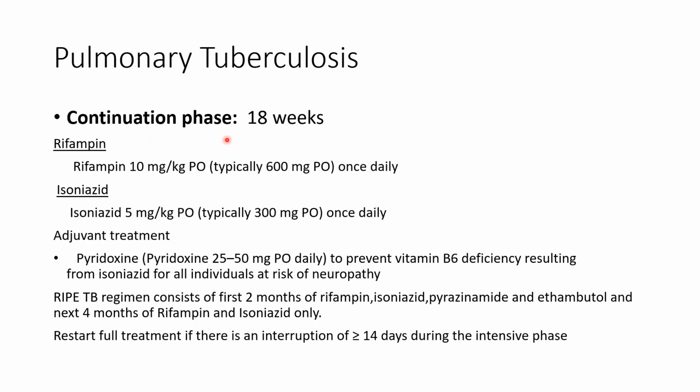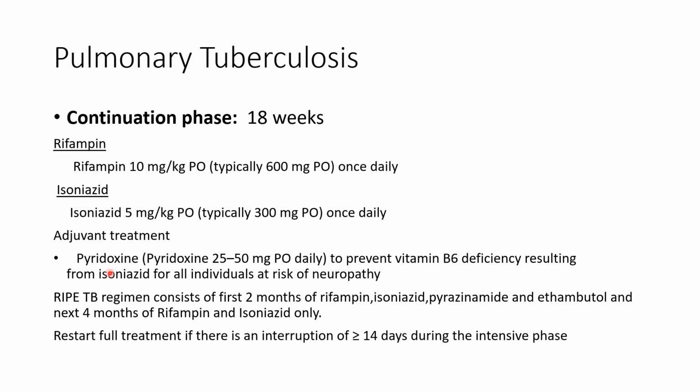Continuation phase. Continuation phase consists of 18 weeks. It contains rifampin and isoniazid. Rifampin 10 mg per kg per oral once daily, typically 600 mg per oral. Isoniazid 5 mg per kg per oral once daily, typically 300 mg per oral.